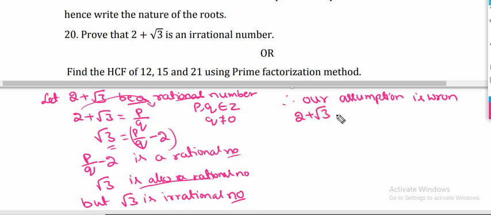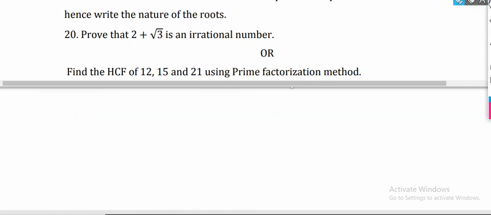Therefore 2 plus root 3 is an irrational number. So this is the proof. So for writing this one you get 2 marks, complete 2 marks. So then we move on to the next question.